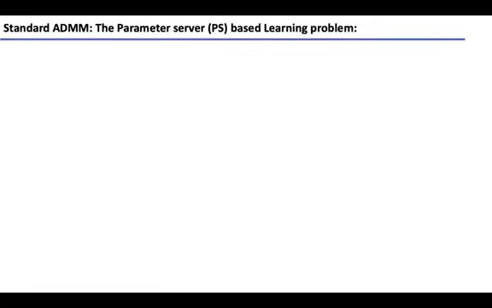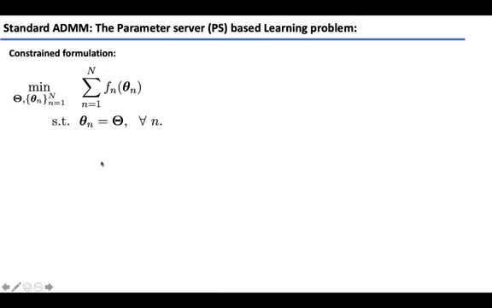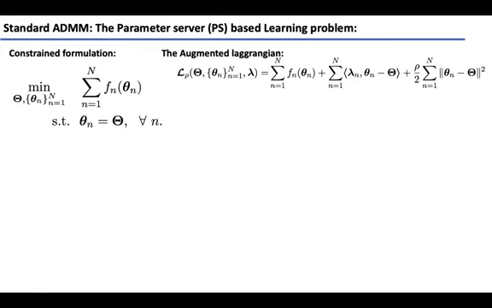Before I jump into describing GADMM and its quantized version, I would like to briefly describe the standard ADMM algorithm. ADMM stands for Alternating Direction Method of Multipliers. It solves this constrained optimization problem where the objective function is a sum of convex separable functions and capital Theta is a global model or a global variable.